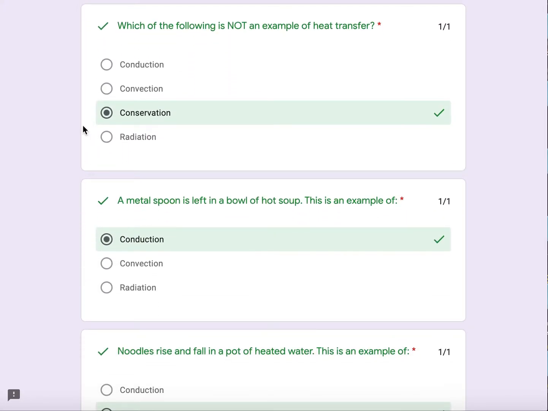Which of the following examples is not an example of heat transfer? And that will be conservation. Conduction, convection, and radiation are all examples of heat transfer.